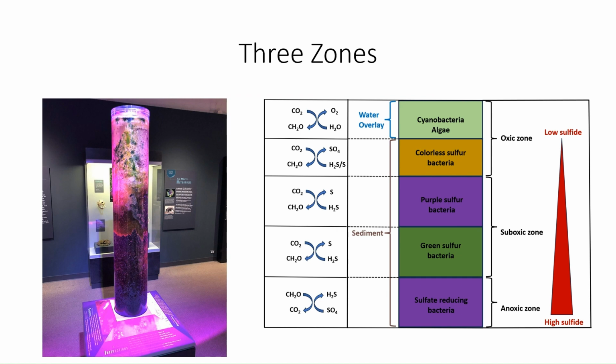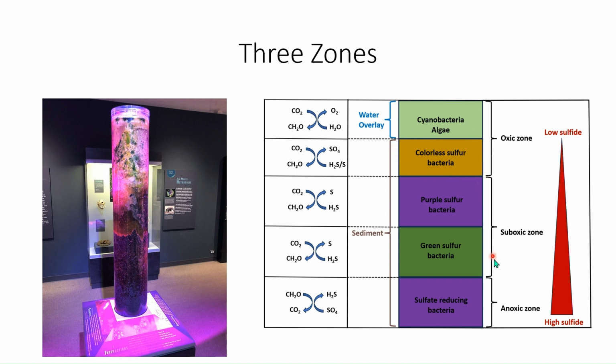Let's take that Winogradsky column and superimpose upon it a description of the different layers that are present in the column. Broadly speaking, a Winogradsky column can be broken down into three layers. We have the oxic zone, which we've discussed. This is where oxygen is readily present, and so it's going to be in the water overlay as well as the very top surface of the soil.